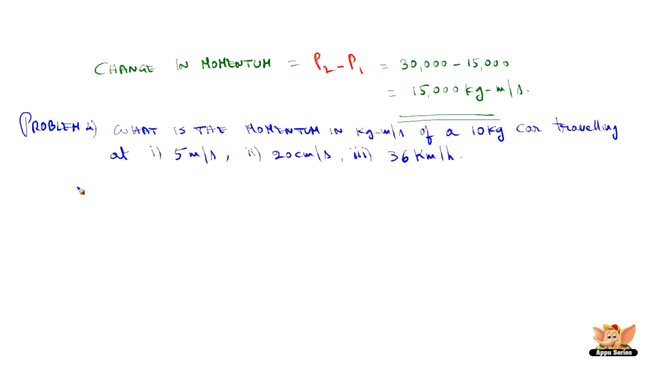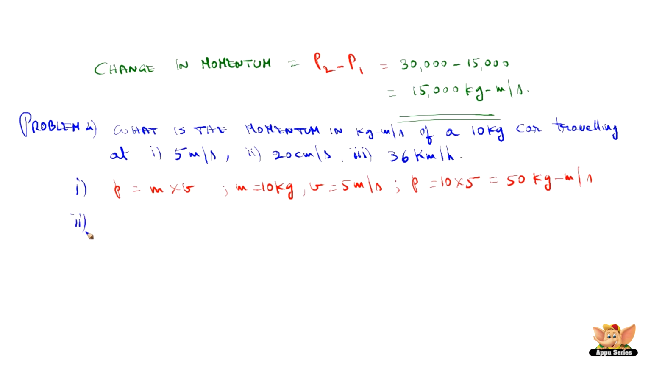What is the momentum in kg meter per second of a 10 kg car traveling at 1. 5 meter per second, 2. 20 centimeter per second, 3. 36 kilometer per hour. Let us take 1. P is equal to M into V. Here mass is 10 kg and V is 5 meter per second. Hence P is equal to 10 into 5, which is 50 kg meter per second.